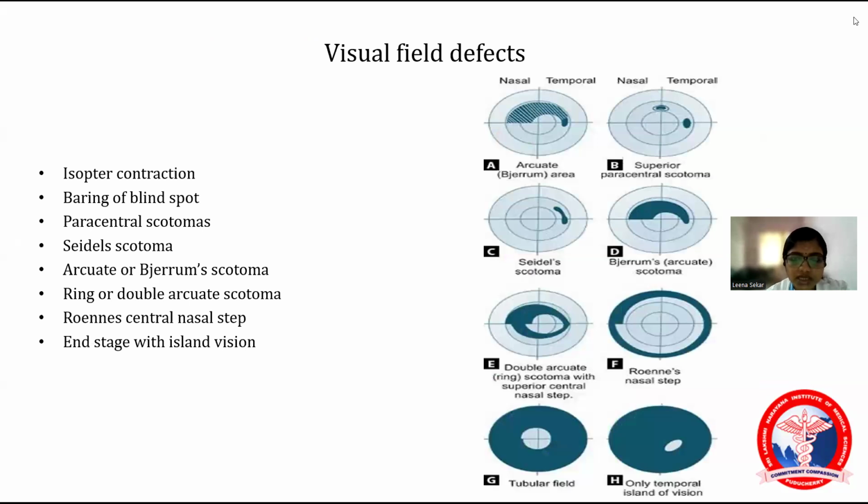What are the visual fields we are getting in POAG? The earliest visual field defect we are going to get is isopter contraction. Next one is baring of the blind spot. And next one is paracentral scotomas, then seidel scotomas, then arcuate scotomas, and ring or double arcuate scotomas, then Roenne's central nasal step. And at last we'll get an island of vision, a temporal island of vision.